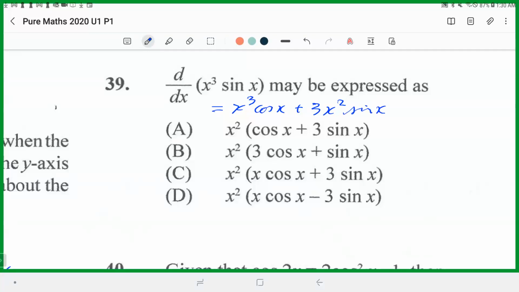I just need to factorize that x squared now. So I'm going to get x squared out of this, and I'm left with x cos x. And down here, I'm left with 3 sin x. So x cos x plus 3 sin x. The answer is right here.